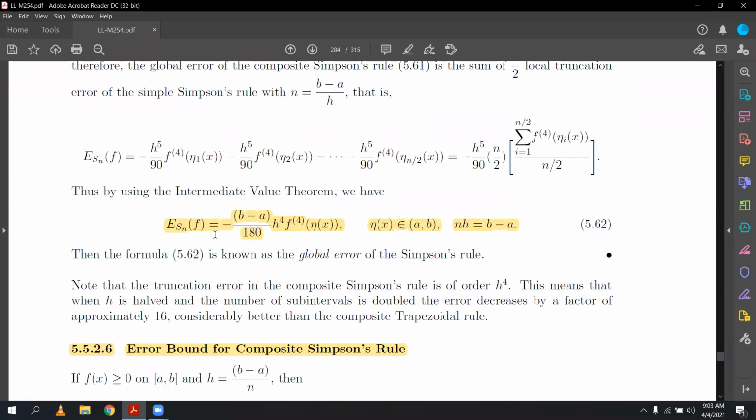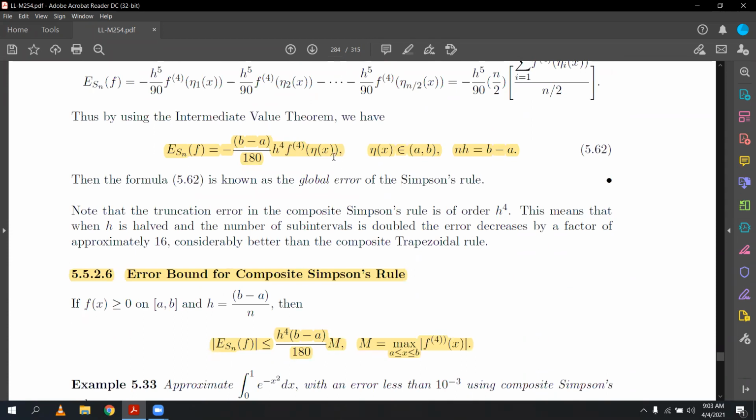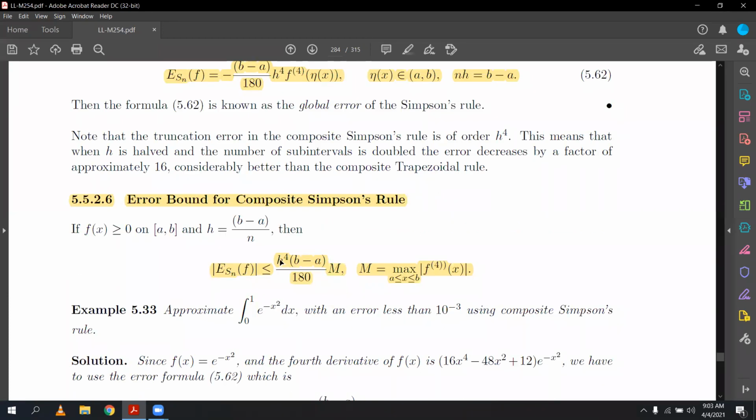This is the error term: (b minus a) divided by 180, times h to the power 4, times the fourth derivative of the function at eta. Eta is an unknown point in the interval. If we don't want to involve eta, we use the error bound formula of the composite rule. And this is the error bound formula: h to the power 4, (b minus a) divided by 180, into M. And what is M? The maximum value of the fourth derivative of the function inside the interval.